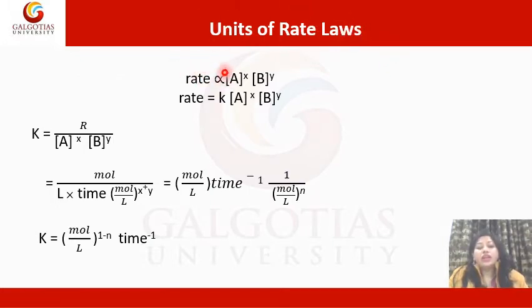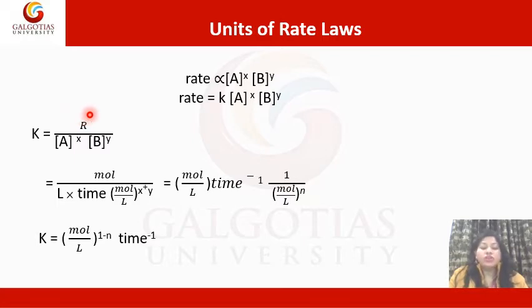Rate is directly proportional to the concentration term of A and concentration term of B having powers x and y. When we introduce a proportionality constant, then the rate is equal to k [A]^x [B]^y. So when we calculate the unit of k, it will be written as k is equal to rate divided by [A]^x [B]^y. Rate is equal to concentration divided by time.